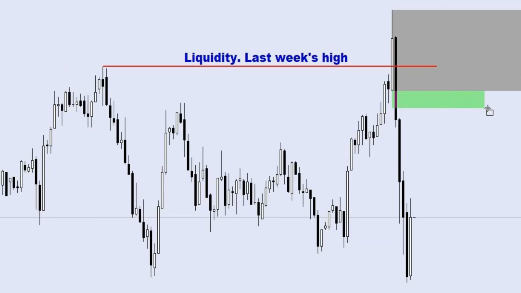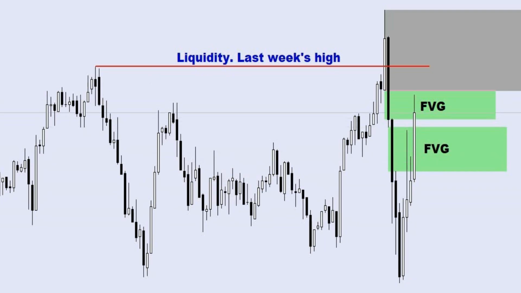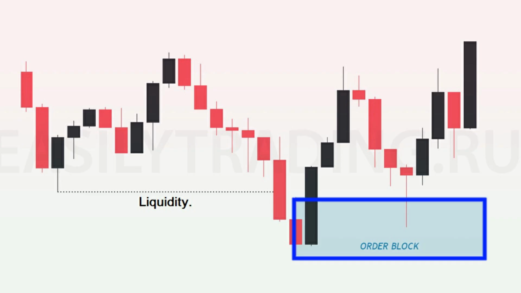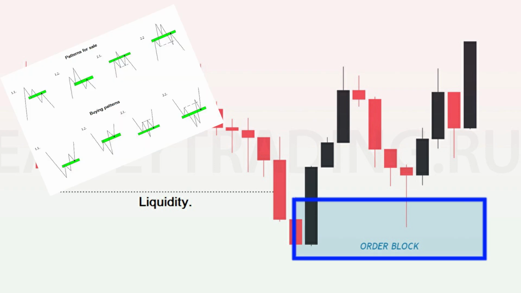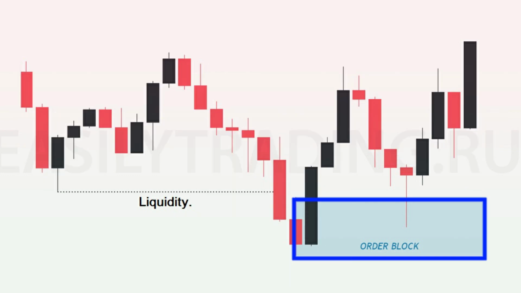Second, before the order block, inefficient pricing in the form of an imbalance must be formed. What is an imbalance? I will tell you in more detail in another video. Third, understand that an order block is not a pattern. This is not a support level or a resistance level or any of the types of chart patterns. The order block is based on a logical understanding of the formation of price action.